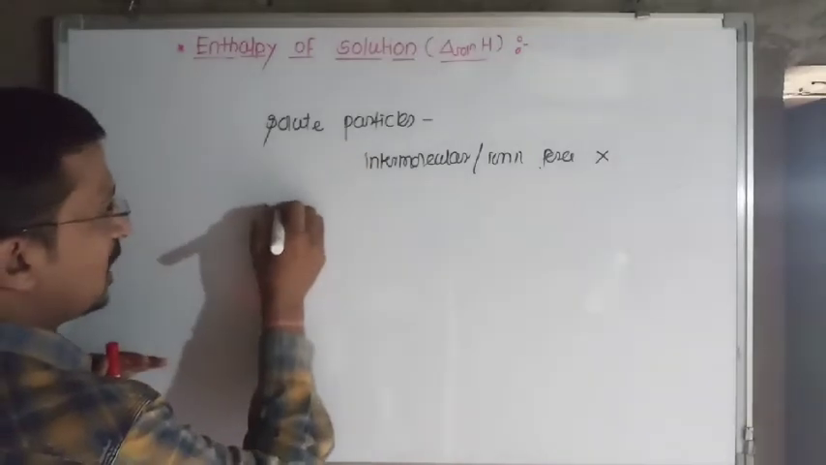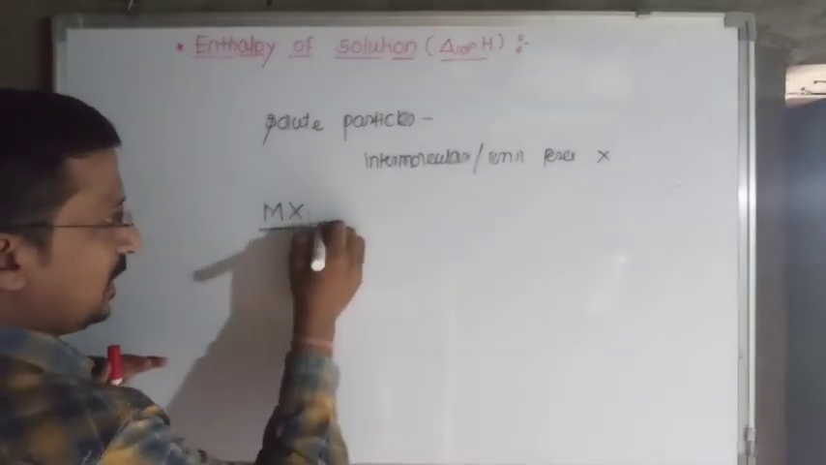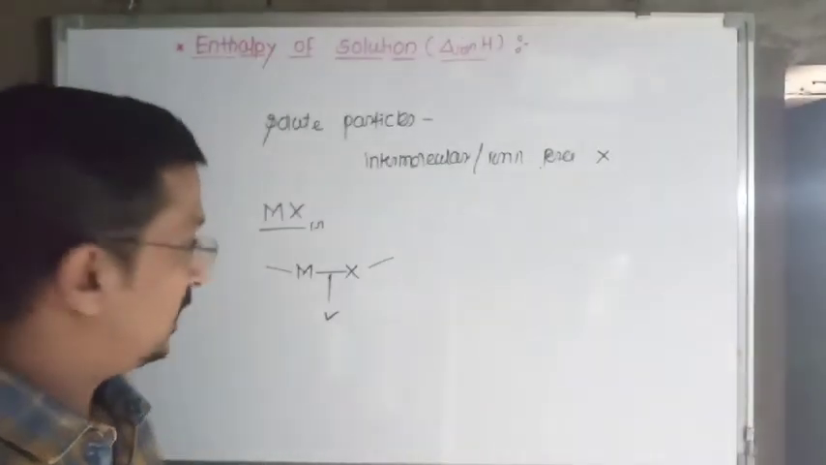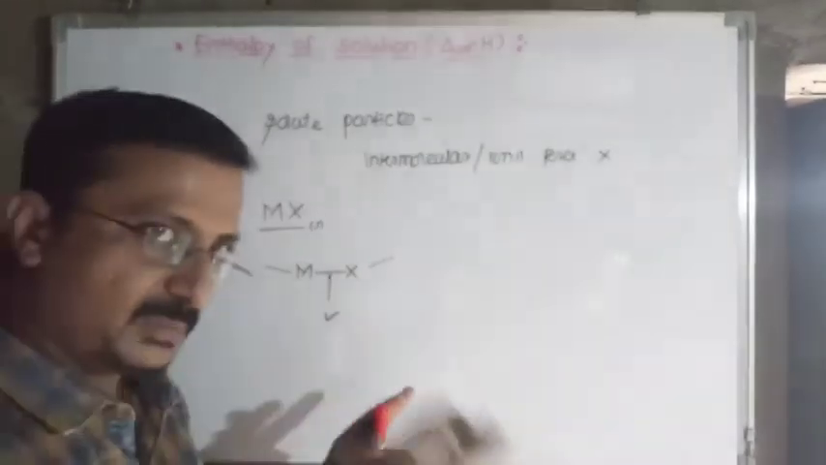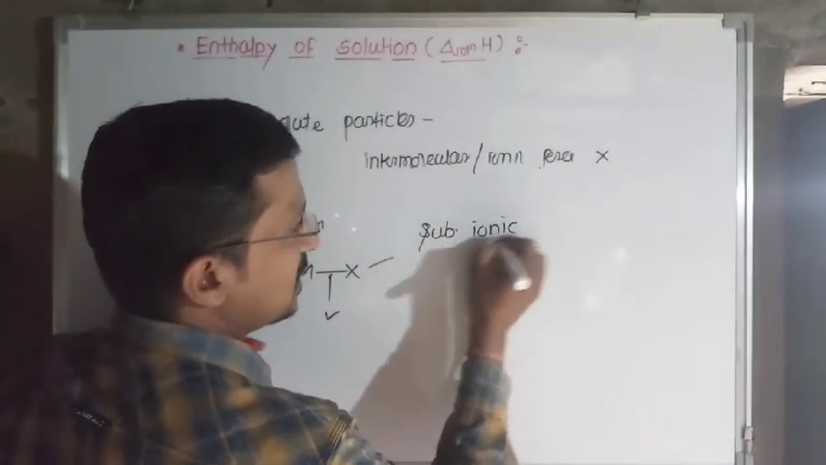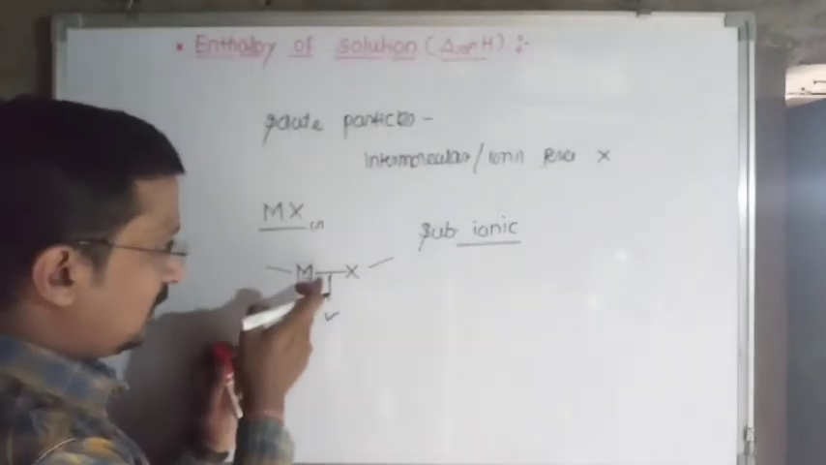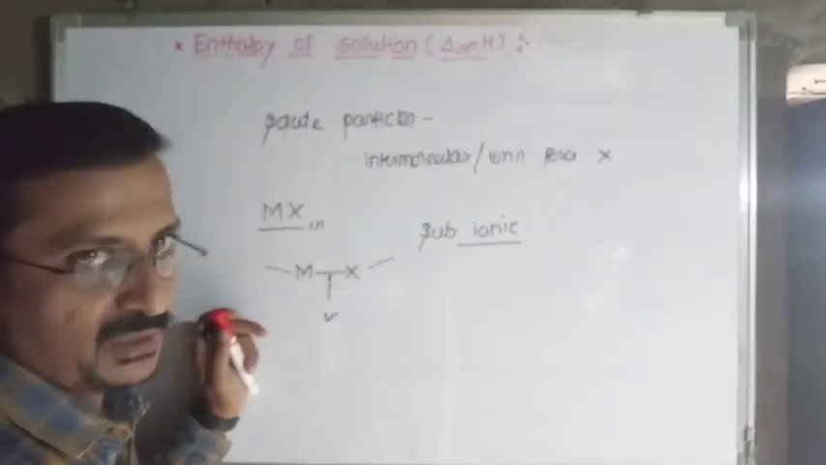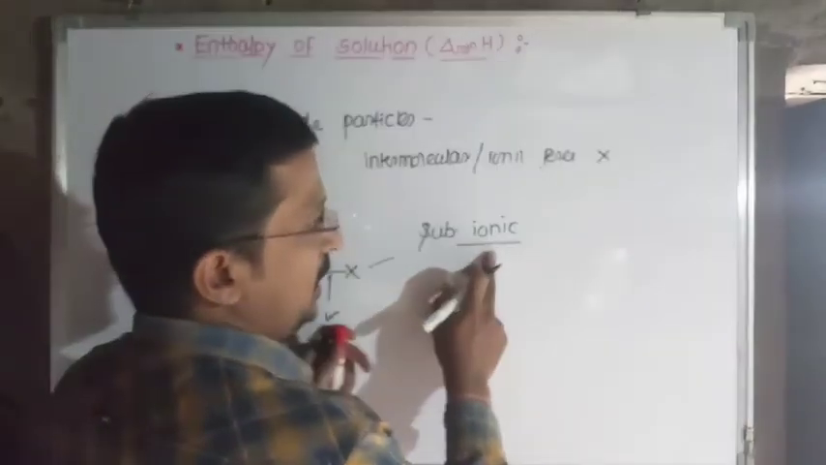Suppose MX is the solute. Then when MX is added in water or any other desired solvent, the first important step is that the bond between M and X has to be broken, and M and X must be separated from each other. And during this course, whatever enthalpy change occurs, if the substance is crystalline and ionic in nature, then that is the enthalpy change during the breaking of the interionic bond from the ionic solid.